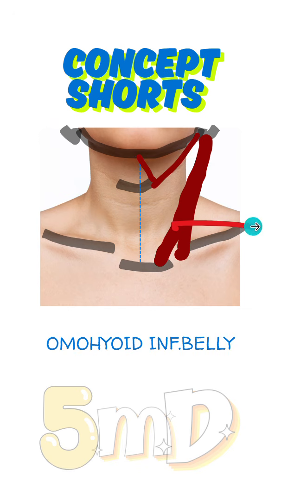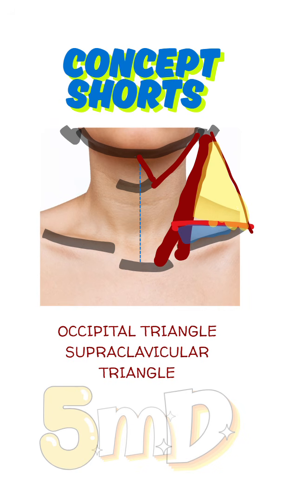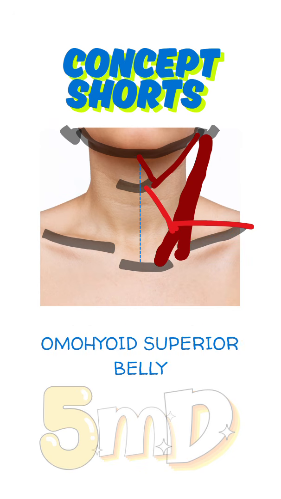Then you have omohyoid, inferior belly. Omo is the scapula, hyoid is this part of the bone, the hyoid bone. So it runs towards here. This is the inferior belly of the omohyoid muscle. So this will divide the posterior triangle into two parts known as the occipital triangle and the supraclavicular triangle.